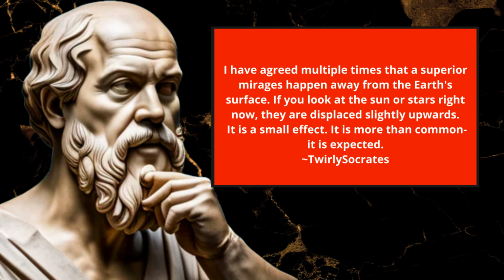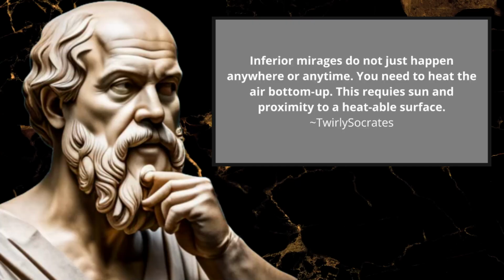I have agreed multiple times that superior mirages happen away from the Earth's surface. If you look at the sun or stars right now, they are displaced slightly upwards. It is a small effect. It is more than common, it is expected. All the more reason why you should just acknowledge the resolution and form a new opening statement that's hopefully better worded. Inferior mirages do not just happen anywhere or anytime. You need to heat the air bottom up. This requires sun and proximity to a heat-able surface.